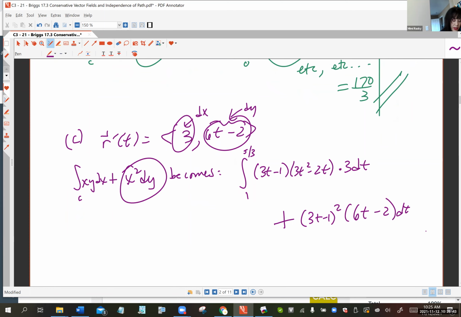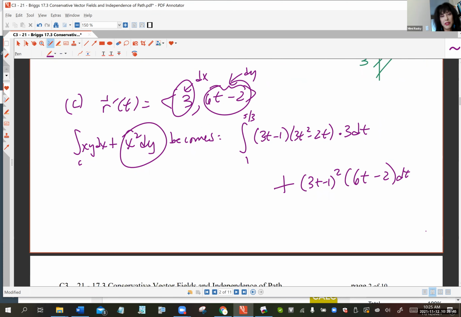Okay, so this is also going to be a little bit of an algebraic nightmare. I don't feel like doing a whole bunch of algebra before I integrate. Whip out your graphing calculator and use your FNINT menu item there. But you should get 58.